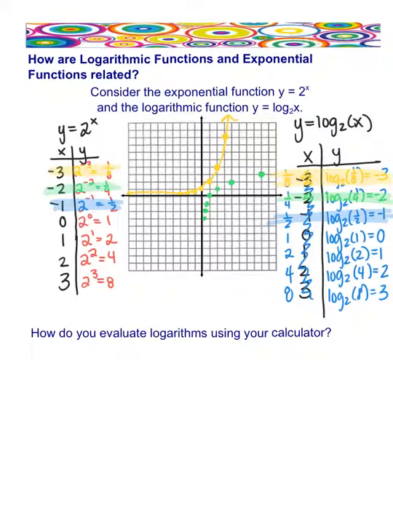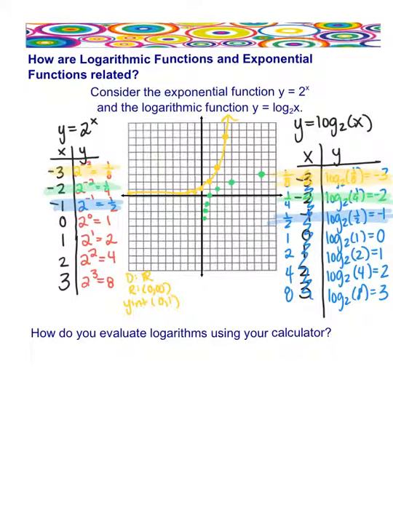For my exponential function, I've got a domain of all real numbers. I've got a range that is 0 to infinity, because I know there's nothing I can plug into that x that'll make this exponential be 0 or negative. I have a y-intercept of 0, 1.